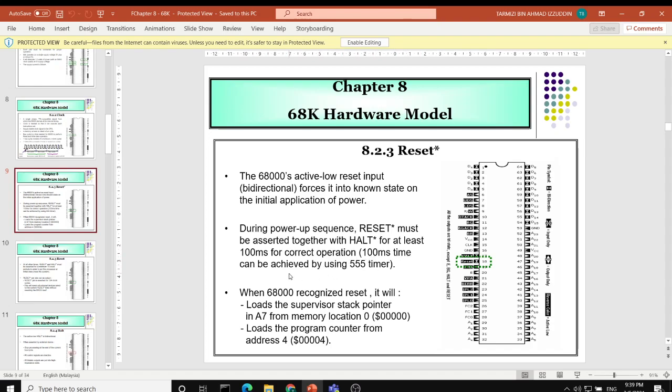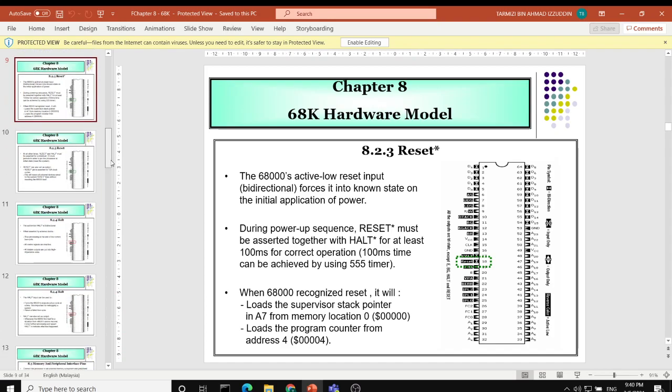The 100 millisecond time can be achieved by using a 555 timer. So this is an example of what you need to do during the power up sequence of your 68K. When the 68K recognizes reset, it will load the supervisor stack pointer in A7 from memory location 0, and it loads the program counter from address 4. So this is basically what the microprocessor does whenever it is being powered up for the first time. Your reset pin is being asserted together with halt, and this is what happens during reset.